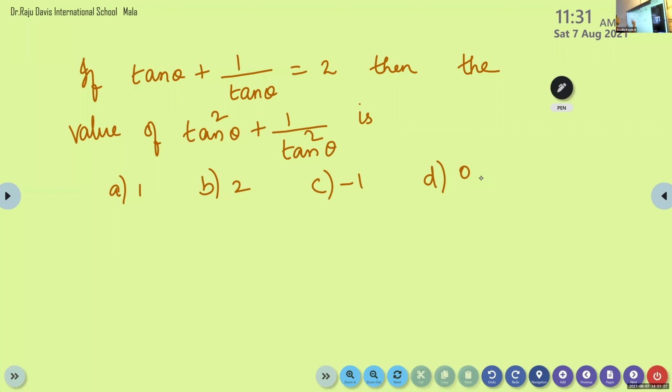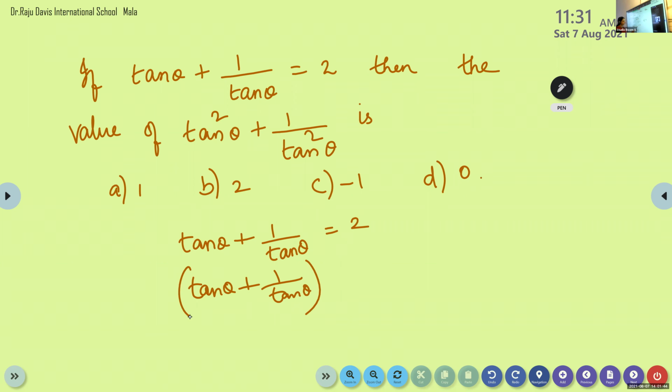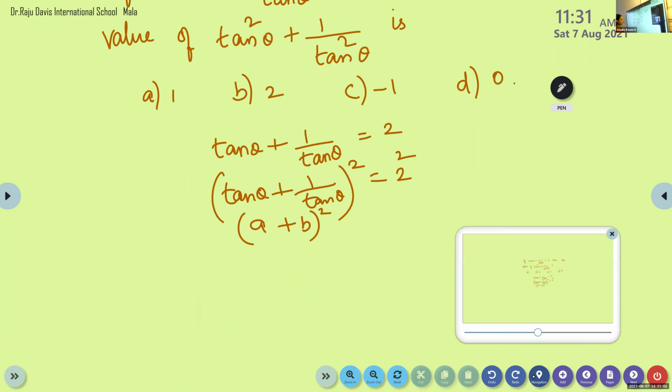Look here. Tan theta plus 1 by tan theta is given. You square on both sides, children. Tan theta plus 1 by tan theta is 2, isn't it? When we square it, what will you get? Tan theta plus 1 by tan theta, the whole square, is equal to 2 square. So it takes the form a plus b the whole square. What is the expansion of a plus b the whole square?